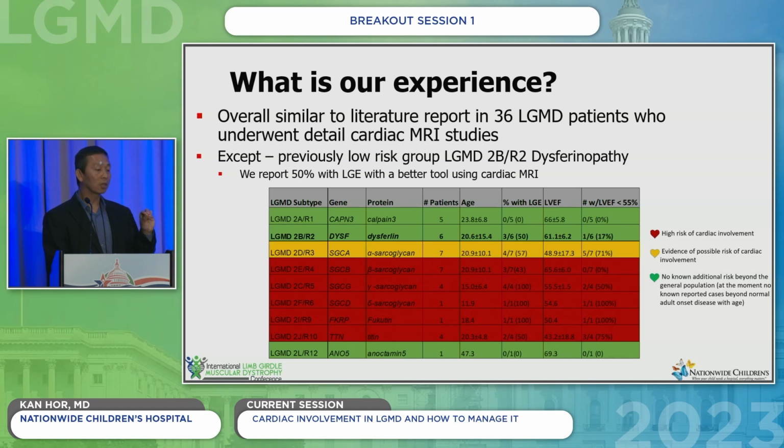Now, when we look at using a much more sophisticated technique, cardiac MRI, and I'll go over how that is done in several slides, we found that actually 50%, 3 out of 6 patients we had actually had evidence of cardiomyopathy, heart disease, although the heart function was only abnormal in 1 of the patients. So I think it's important to understand that the technique you use is really important.